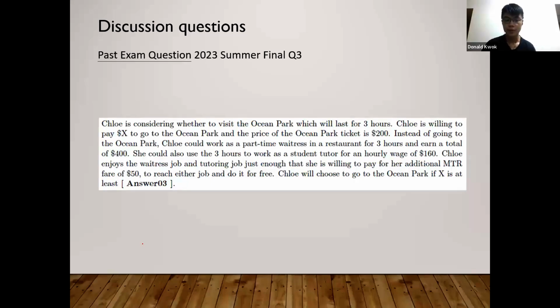So for this question, actually, Chloe has three options to choose from, either to visit Ocean Park, or to work as a part-time waitress, or to work as a student tutor. So Chloe has three choices. So Chloe will choose to go to Ocean Park if X is at least what value. So we are going to compare the economic surpluses of these three activities to find out the answer.